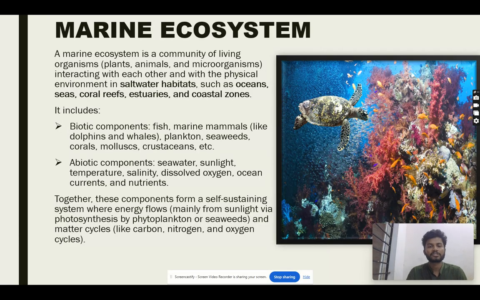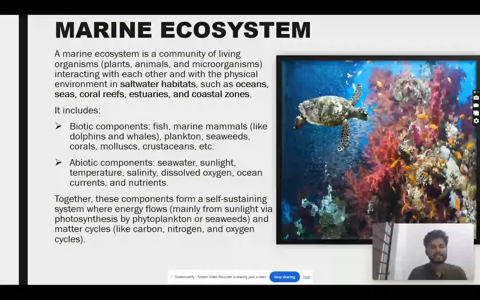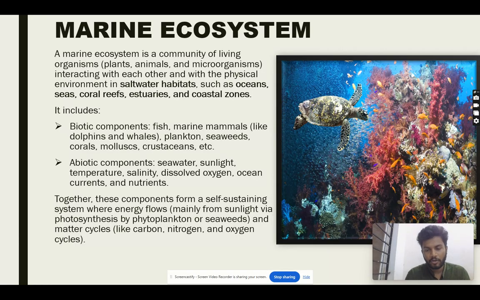Biotic components include fish, other marine animals like dolphins and whales, plankton, seaweeds, mollusks and so on. Abiotic components are dissolved oxygen, sunlight, sea water, temperature, ocean currents, tides, waves, everything. Together these components form a self-sustaining system where energy flows mainly from sunlight via photosynthesis by phytoplankton or seaweeds, and many matter cycles happen: the carbon cycle, nitrogen cycle, oxygen cycle, etc.